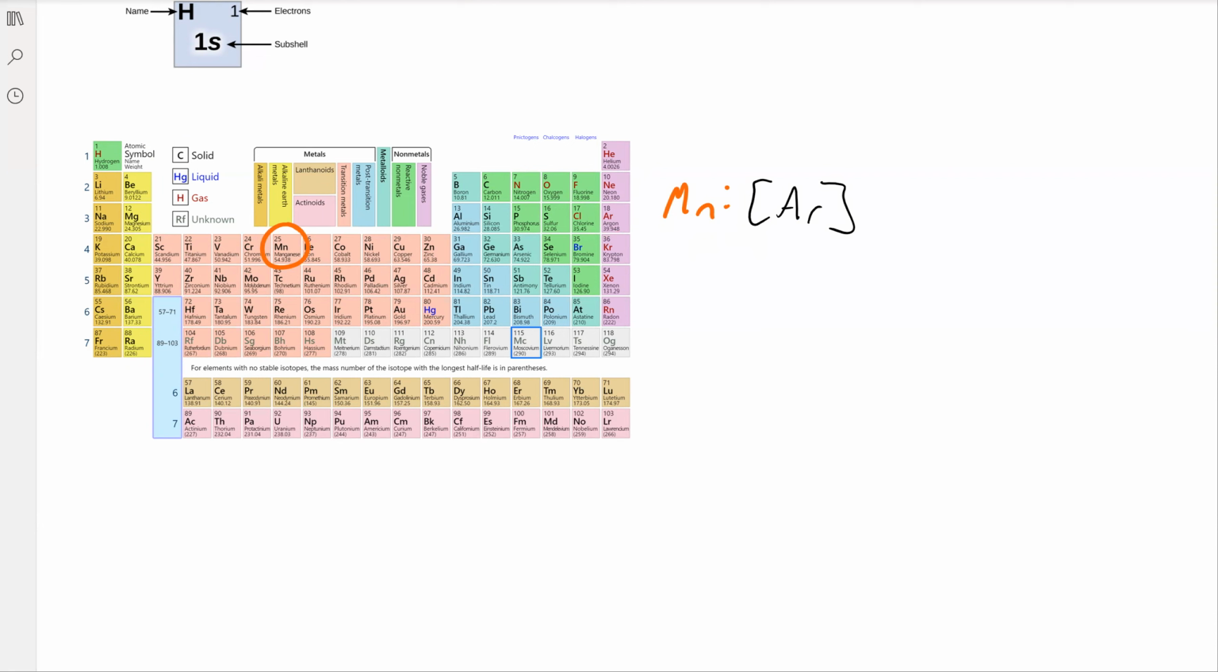And then after that, we read like a book from left to right, line by line. We've got our 4s, and they're both filled, 4s2. And now we're in this one right here. Remember, it's n minus 1, so this is just 3d. And then if we count the number of electrons, 1, 2, 3, 4, 5. So 3d5.